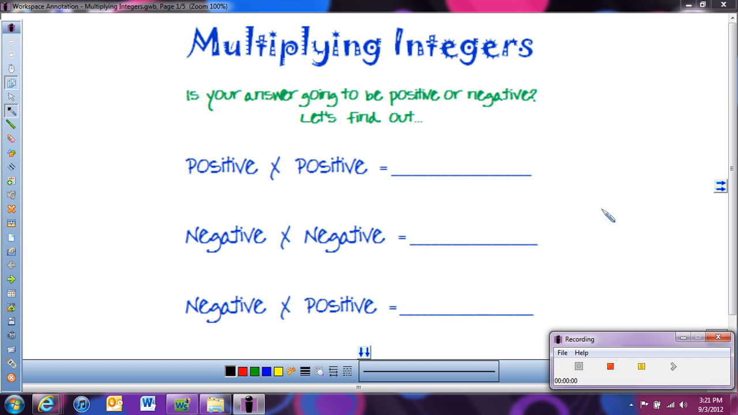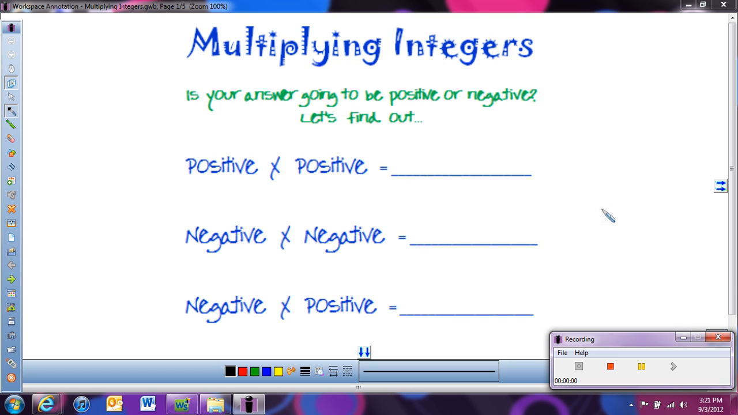In this lesson, we're going to be looking at multiplying integers. In previous lessons, we've looked at adding and subtracting integers and how they're really related to each other. And we'll notice that multiplying and dividing integers are also related with each other. We're going to be doing the same idea for both of them.